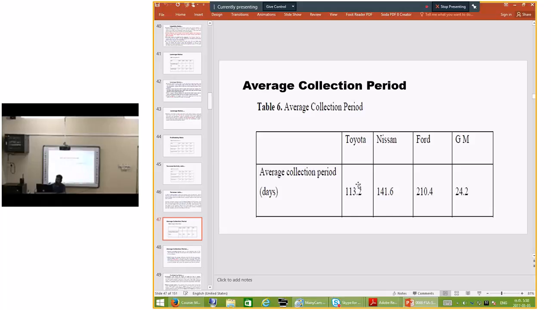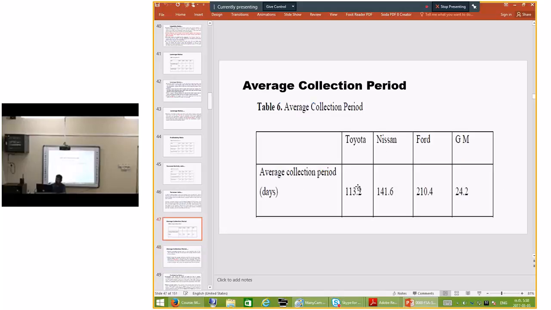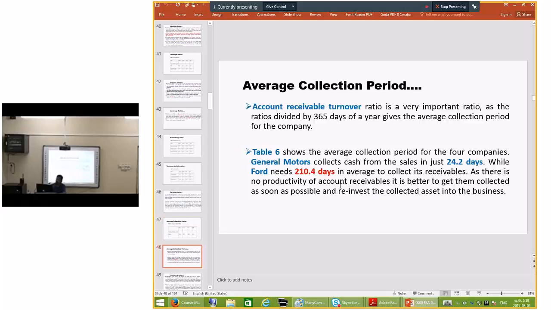Then again we need to consider this matter, right? Then 113 means more than 3 months, no? Here more than 4 months, right? Then we have to consider this 210, yes, more than 6, or 6, 7, no, approximately 7 months, right? Then again we have to consider this matter.